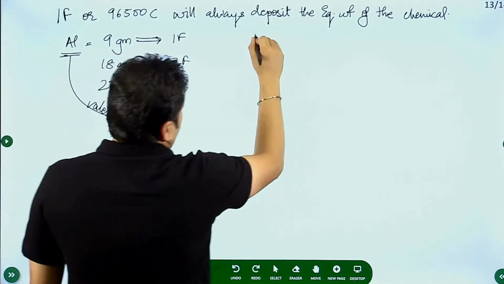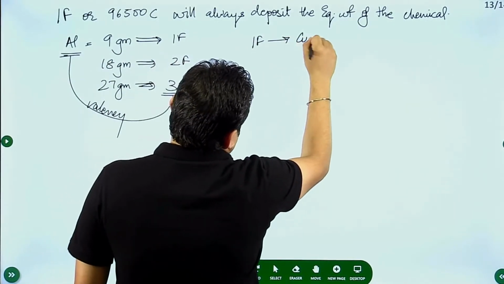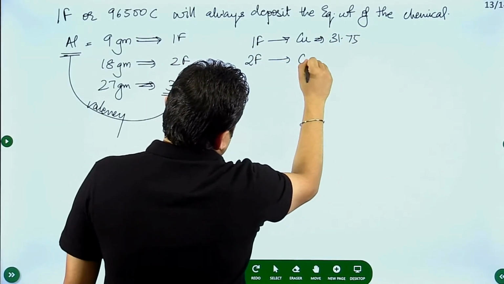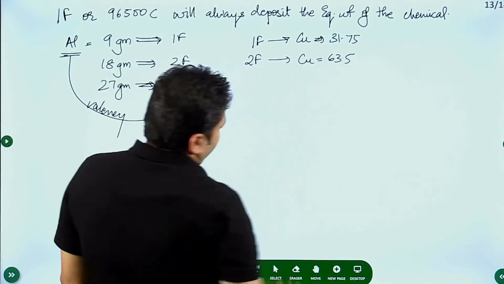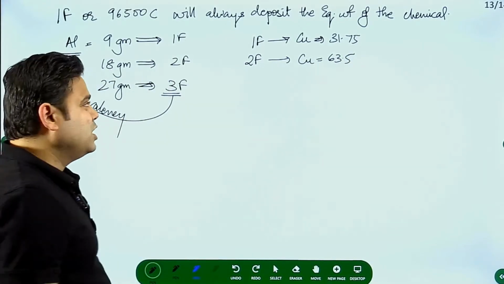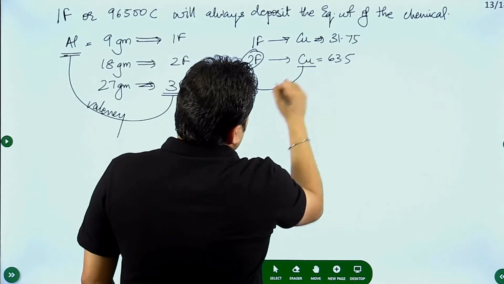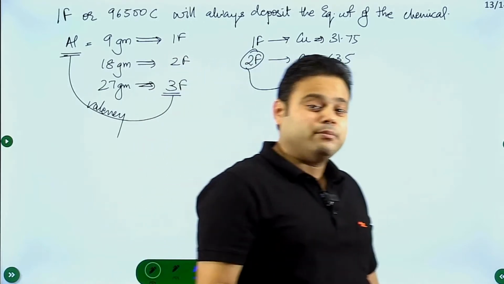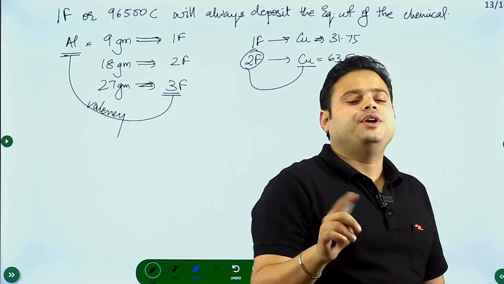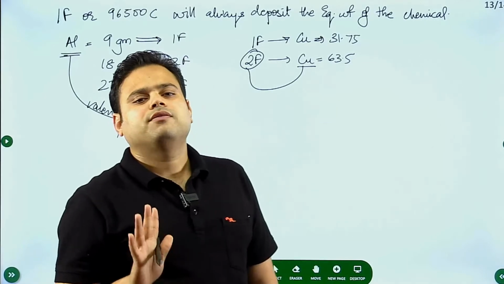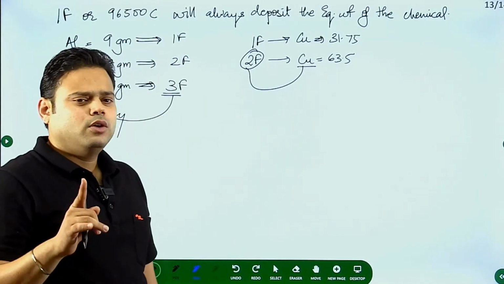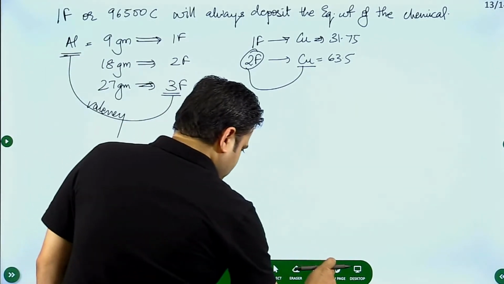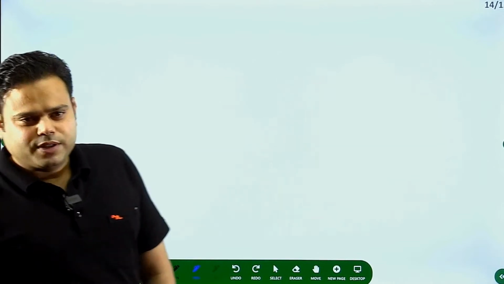Okay, now if we pass 1 Faraday, how much copper will we get? We will get 31.75. If we pass 2 Faradays, how much copper will we get? 63.5. Understanding? So 2 Faradays are required to deposit 1 mole of copper. Whatever is the valency of that particular element, that many Faradays will be required to deposit 1 mole of the substance. So far, I hope the things are clear.